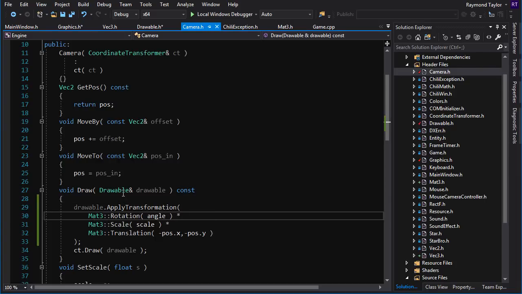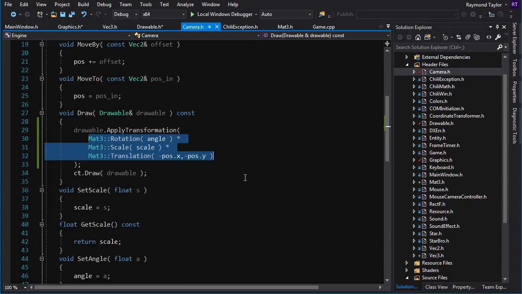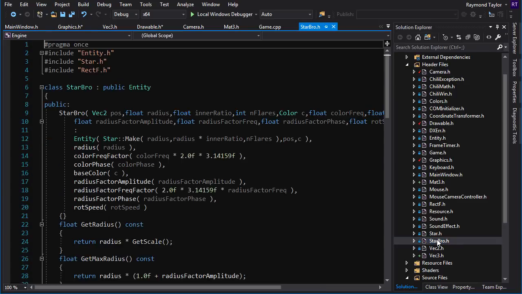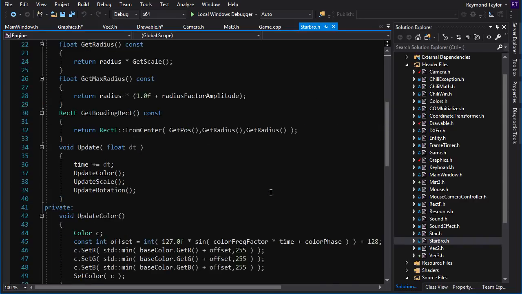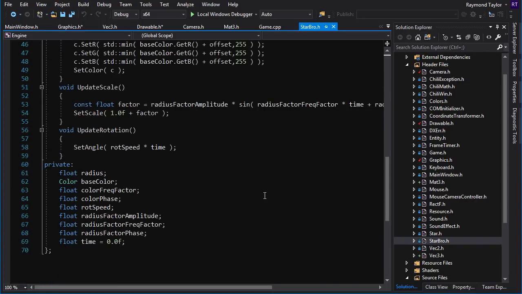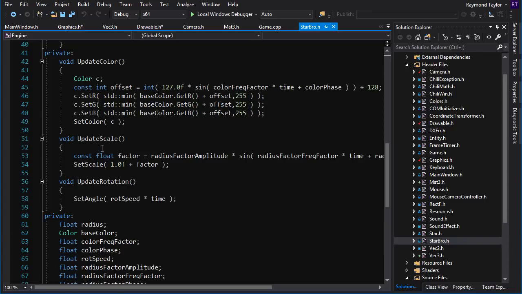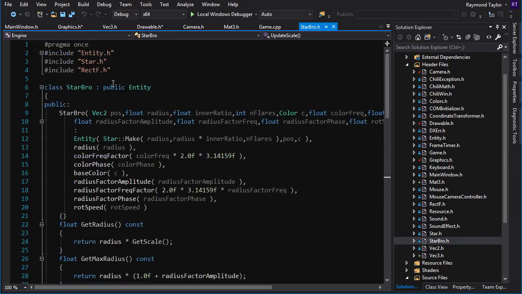So, there we go. Now we've changed those 3 lines into a single line where we apply a transformation, which is a concatenation of these 3 matrices. Do you get my drift? Camera. So that's one thing that applies transformations. Another thing that applies transformations is Starbro, maybe? Yeah. I feel like you apply a transformation. No, because you inherit from entity. Entity is where all that stuff happens.